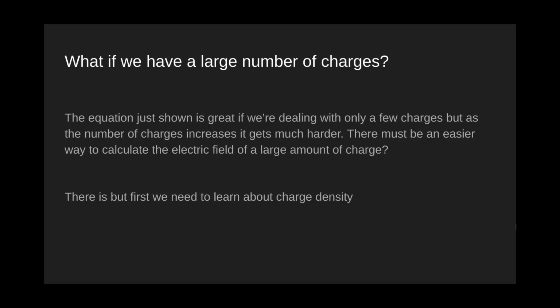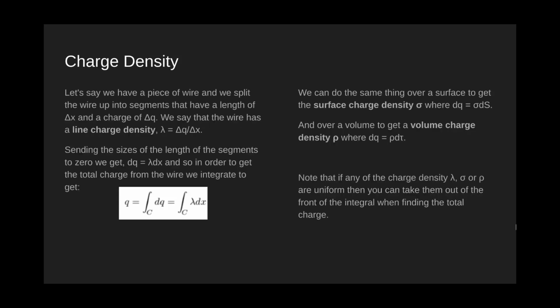And that's where we learn about charge density. So let's say we have a line of wire carrying some current. We know there's a lot of charges in there. So in order to get the charge of the wire, we can split the line of wire into little segments of delta x, and each of these segments has delta q charge. And we say that line charge density, lambda, is equal to the change in charge over the change in distance.